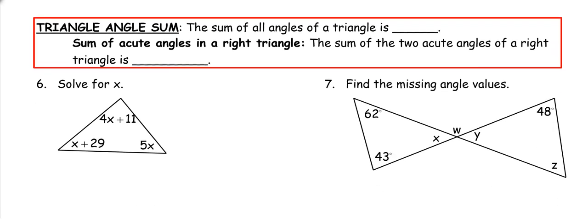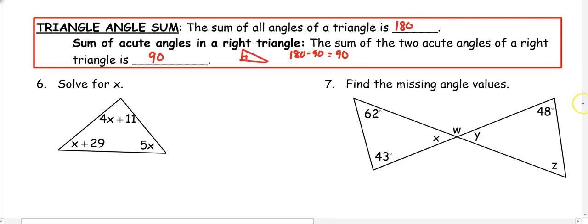So, the triangle angle sum. The sum of all angles in a triangle is 180 degrees. There's also a shortcut. If you have a right triangle, then the sum of the acute angles has to be 90 degrees, which makes sense because if I have a right triangle that's already 90 degrees, that means the last two angles must also equal 90 degrees when they're added together.